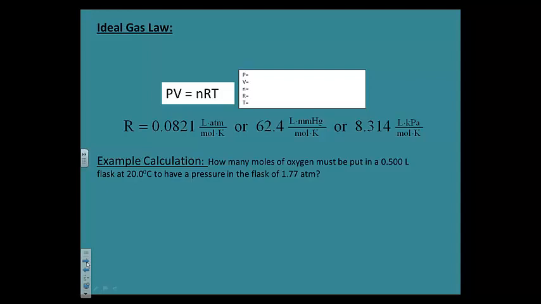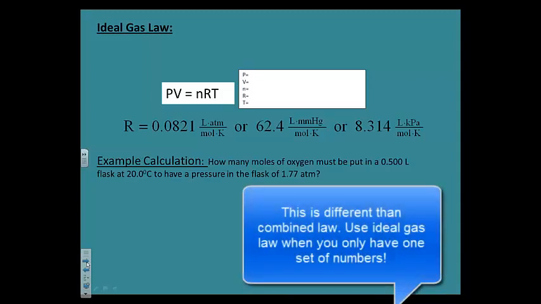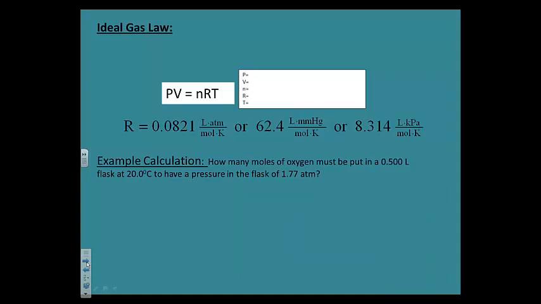Again, we're going to write down everything that's given to us in the problem. Notice in this problem, you're only given one pressure, one volume, and one temperature. So there is no initial temperature and final temperature. You're always going to just use one variable for each of those values. Example calculation: how many moles of oxygen must be put in a 0.5 liter flask at 20 degrees in order for that flask to have a pressure of 1.7 atmospheres?